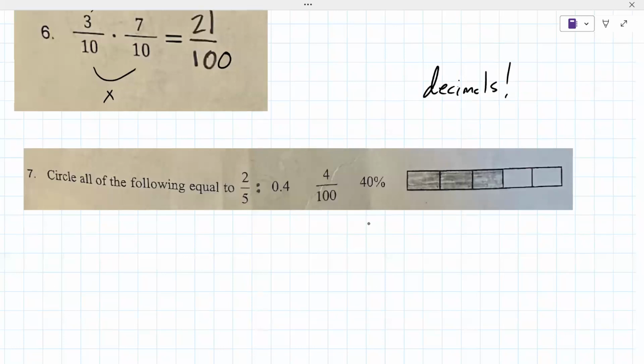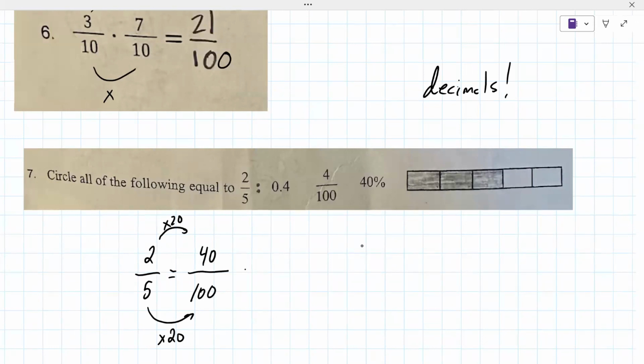Do you remember how to make 2/5 into a decimal? There's a couple of ways, but one is to go to 100, since 5 goes into 100. What do you multiply 5 by to get to 100? Multiply it by 20. It'd be the same thing on the top. So 2 times 20 is 40, and that tells you that it's 0.4. So that helps. Okay, first one's right.